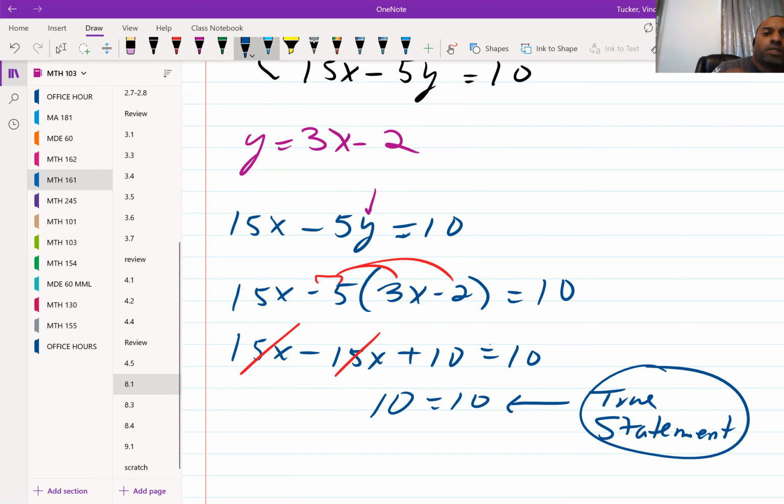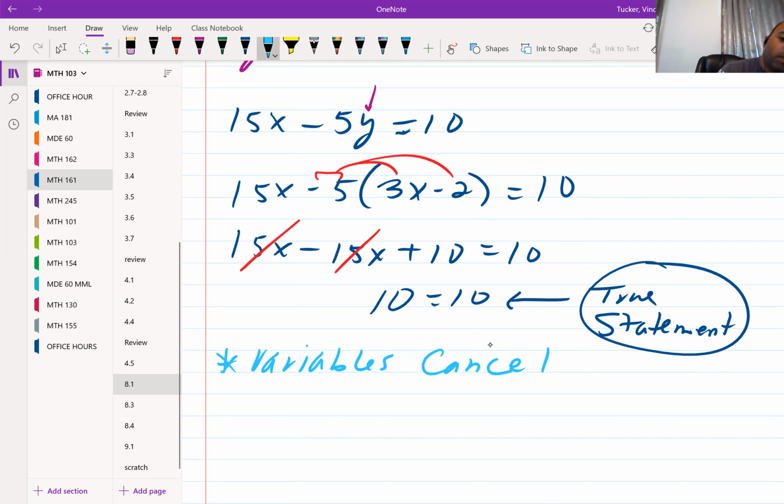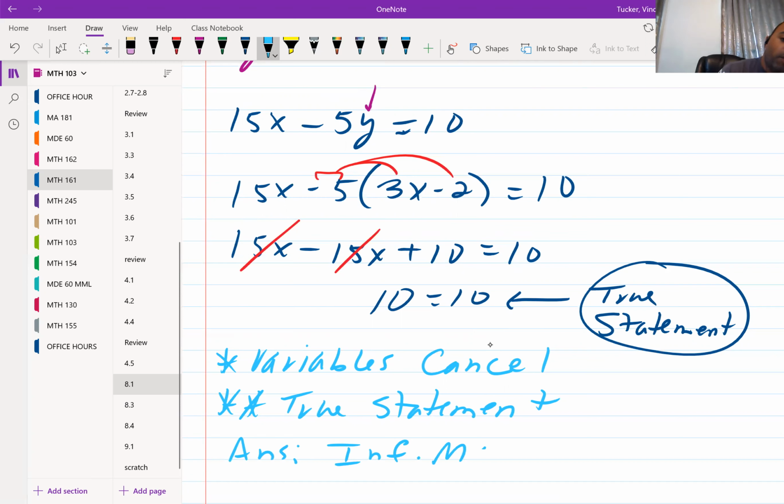All right, so let's look at what happened here. When your variables cancel, and you end up with a true statement, your answer will be infinitely many solutions.